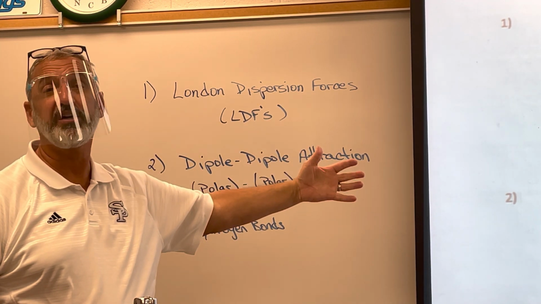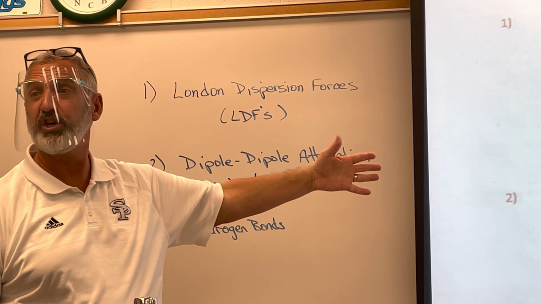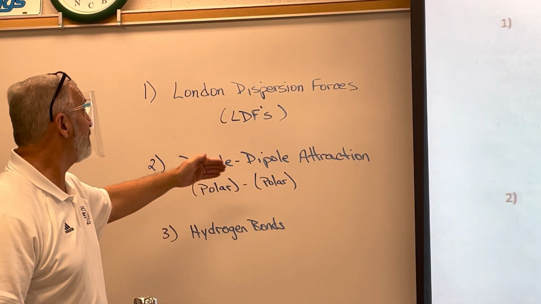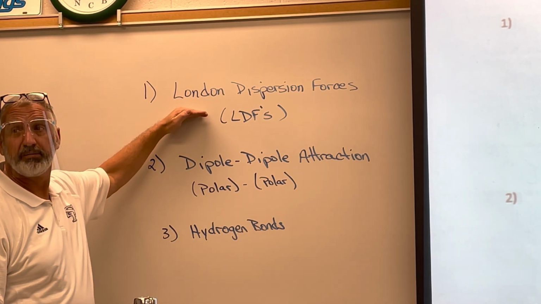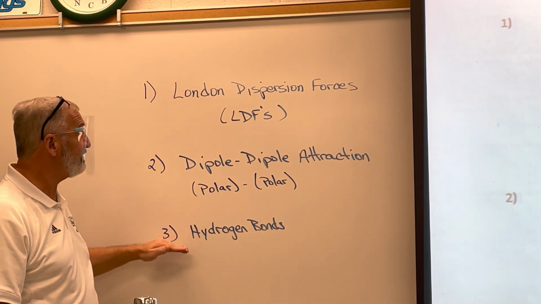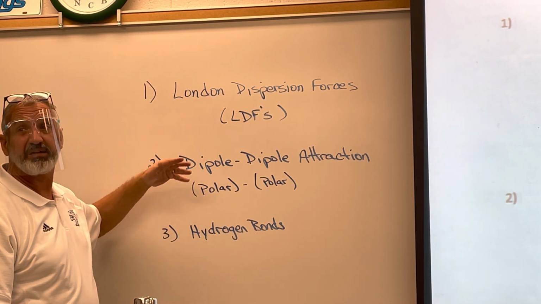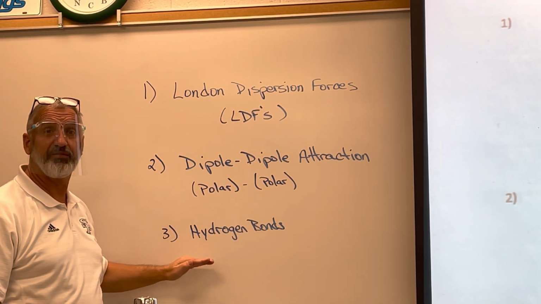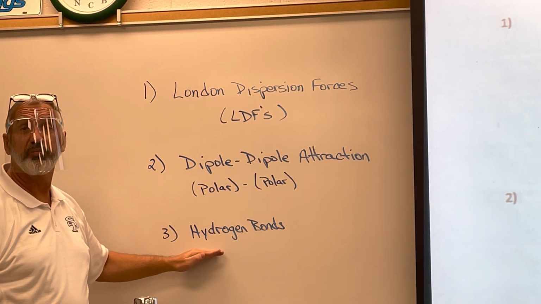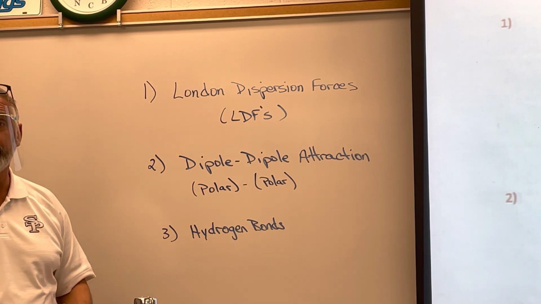This is huge as far as the properties. This is why we have to know whether the molecule's polar or non-polar. Because non-polar molecules only have this type. Polar molecules have this type and this type. A special few molecules have all three. Water is one of the special ones that have all three. And if it weren't for hydrogen bonds, water would be a gas at room temperature.